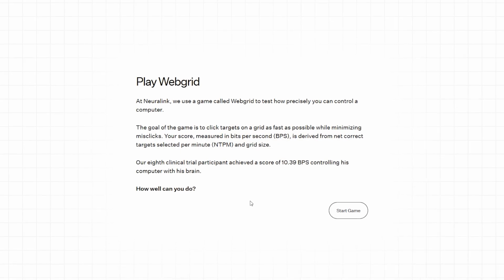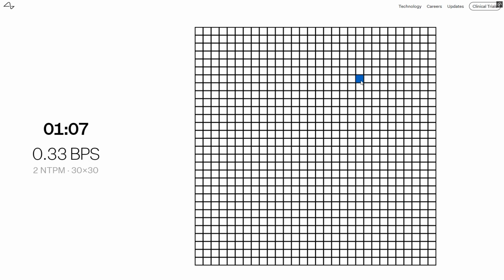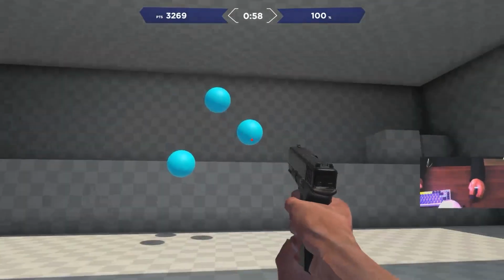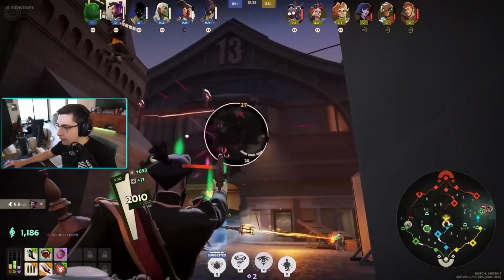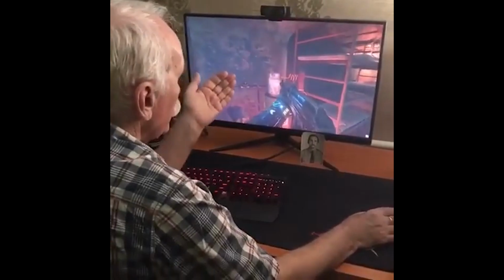A paralyzed man named Noland, with an implanted Neuralink, can already outperform a human in speed in this game where you have to click a randomly appearing blue target on a grid in 1 minute. Kind of like AimLab. Beating you right now, he probably can't, especially if you play Deadlock or Apex, but someone around 40 years old, most likely.